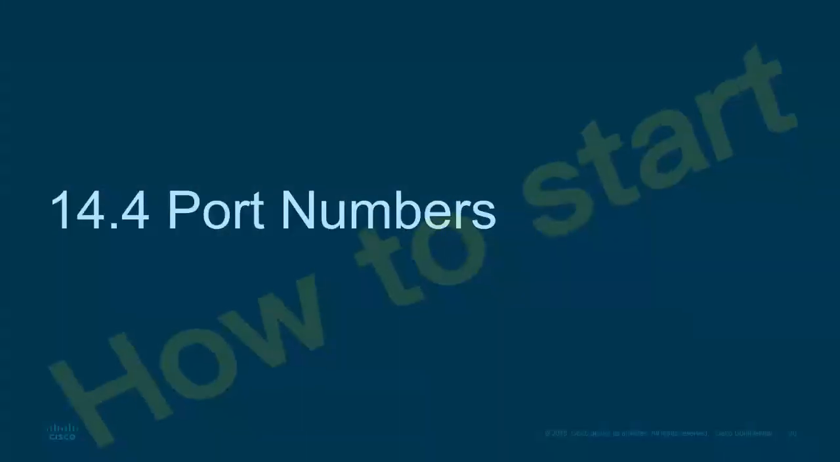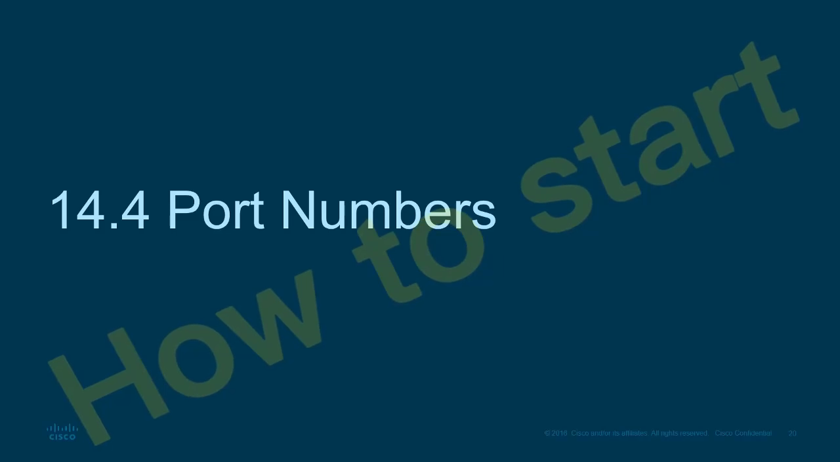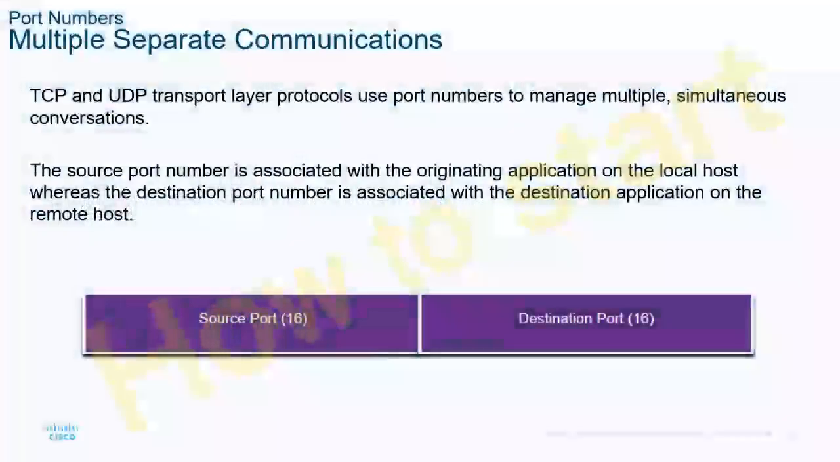Alright, so moving on, we have port numbers. Both TCP and UDP use port numbers for establishing sessions. The port numbers are used to manage multiple simultaneous conversations. The source port number is associated with the originating application on the local host. The destination port number is associated with the destination application on the remote host. Oftentimes, the destination port is the one that is most critical.